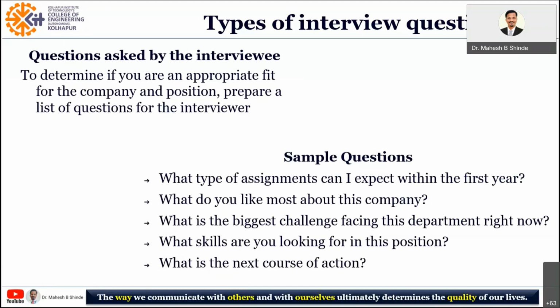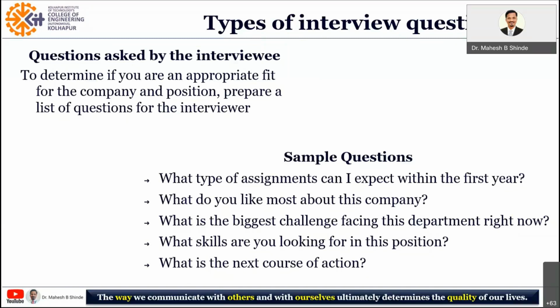What do you like most about this company? You are asking the interviewer, why do you like this company? Right? Good impression. What is the biggest challenge facing this department right now? Or this company right now? Which challenge is there, and can I do something about it? What skills are you looking for in this position? What are the skills which you are actually looking for?